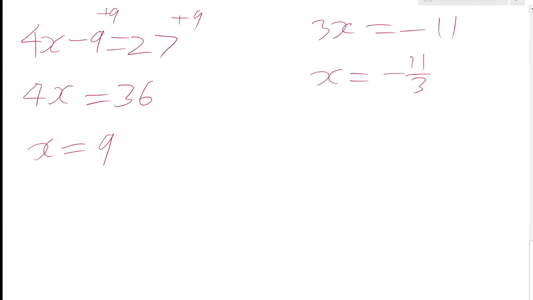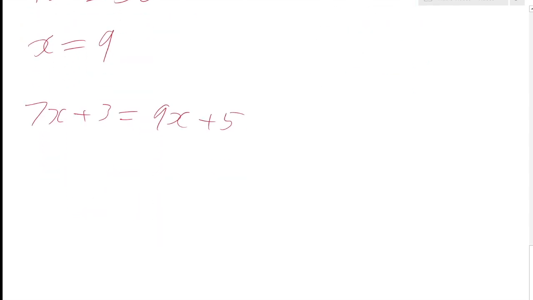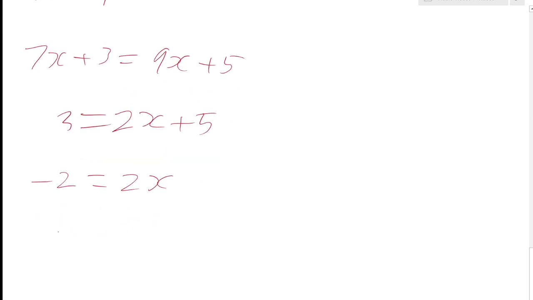So I'll write that again so I can see it. In this case, I'm going to subtract 7x from both sides to get 3 equals 9x minus 7x, which is obviously 2x, plus 5. Subtract 5 from both sides, we get minus 2 equals 2x, and then divide through by 2 to get minus 1 equals x, or x equals minus 1.